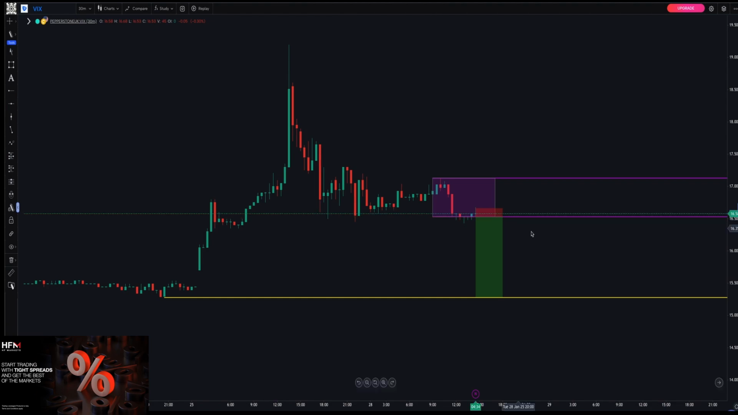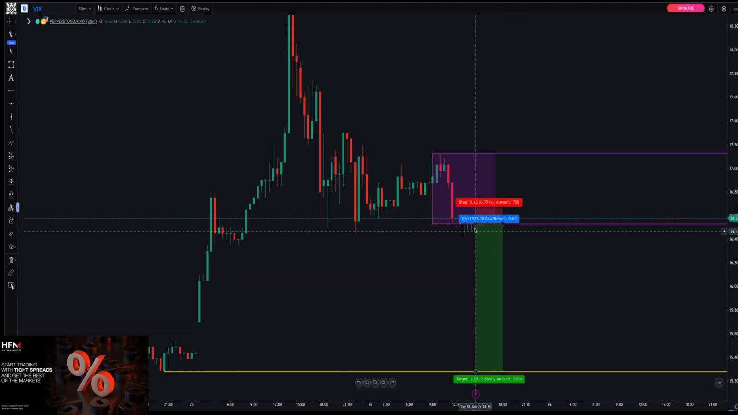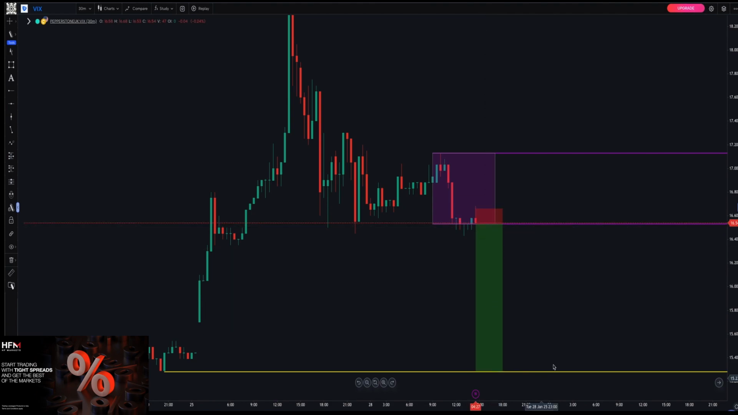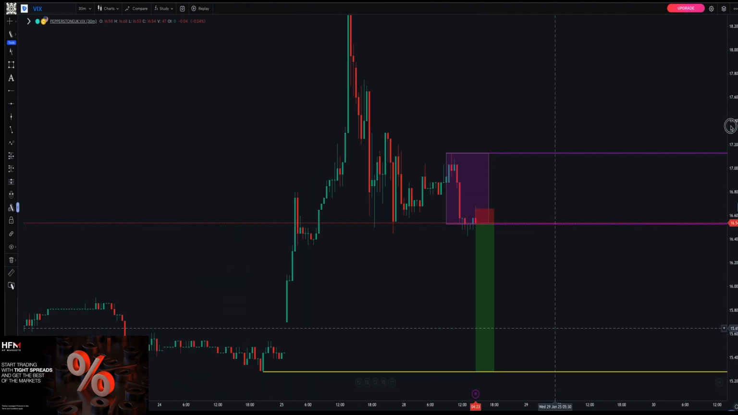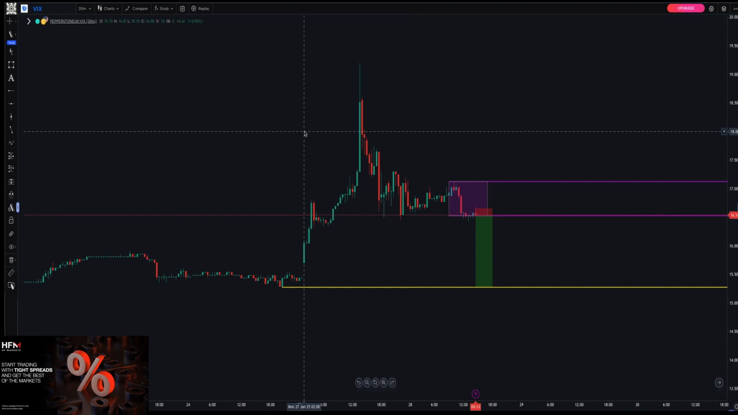for this VIX index. Okay, this is the 30 minutes chart. So when it closes, you can take your trade and then you hold it up to this yellow line. Okay, so that is how you take trades on the volatility indices, right? You can also do buy trades, by the way. It's not only restricted to sells.